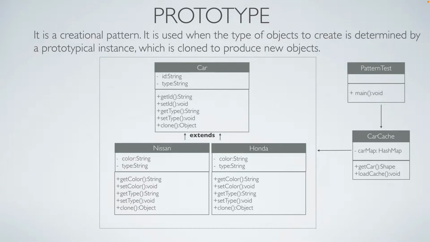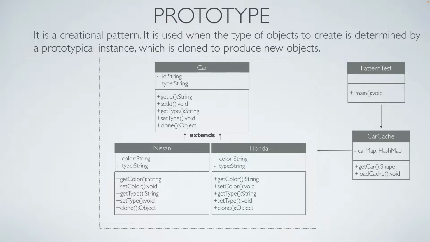To talk about prototype design pattern. Prototype design pattern is a creational pattern. It is used when the type of objects to create is determined by a prototypical instance, which is cloned to produce new objects. It is one of the best ways to create an object. Prototype pattern refers to creating duplicate objects while keeping performance in mind. This pattern involves implementing a prototype interface which tells to create a clone of the current object.